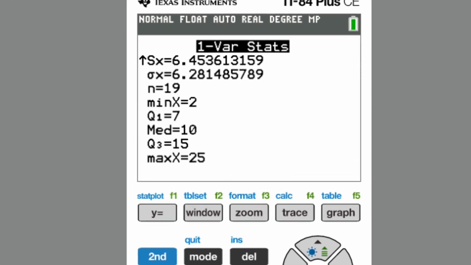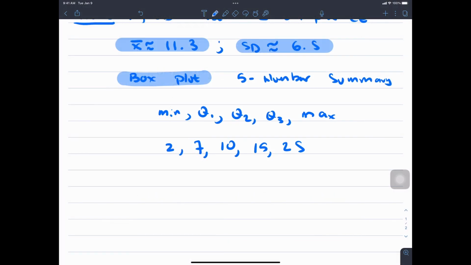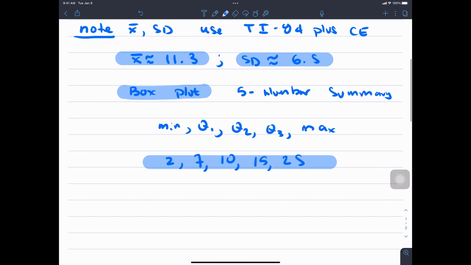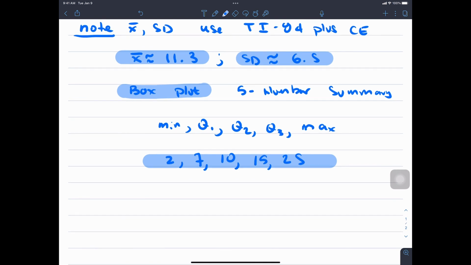Okay? So 2 is the minimum. What's the first quartile? 7. What's the median? Second quartile. 10. What's the third quartile? And then the maximum value is 25. So I want you guys to know that drawing a box plot does require the what? The 5-number summary here. Okay, so you guys have that 5-number summary. You're using the definition, and there you go.